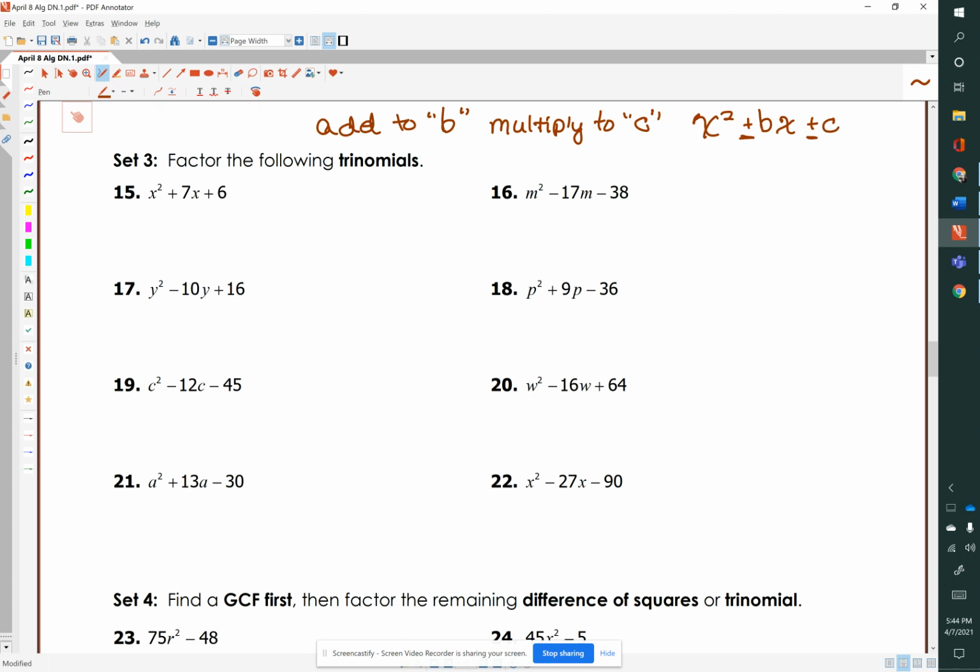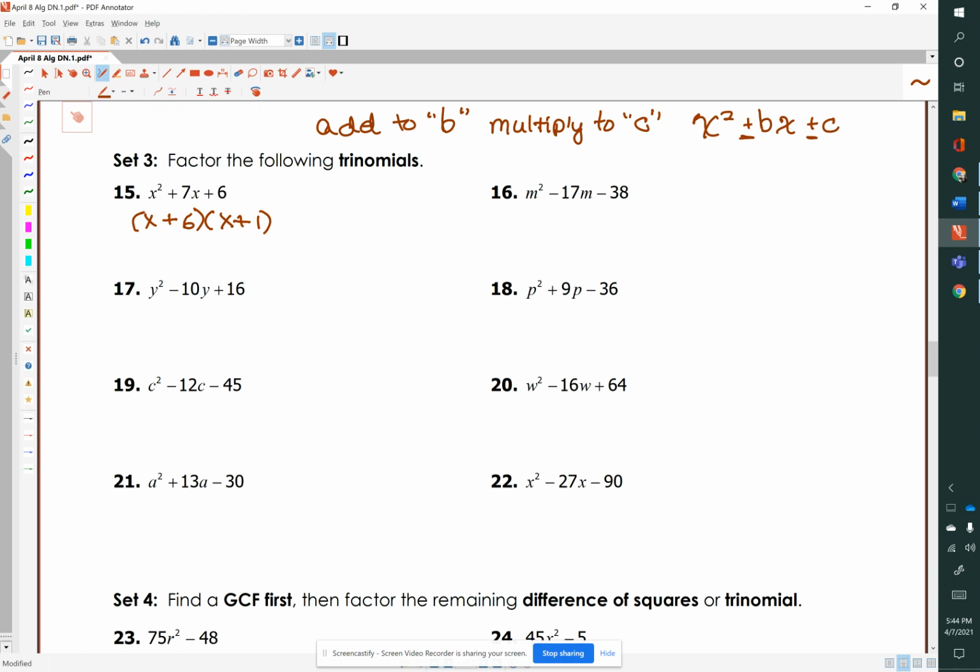So we have x squared plus 7x plus 6. So something that adds to 7 and multiplies to 6 would be 6 and 1. 6 and 1 are 7, 6 times 1 is 6. So we can have x plus 6, x plus 1. And that's our final answer.